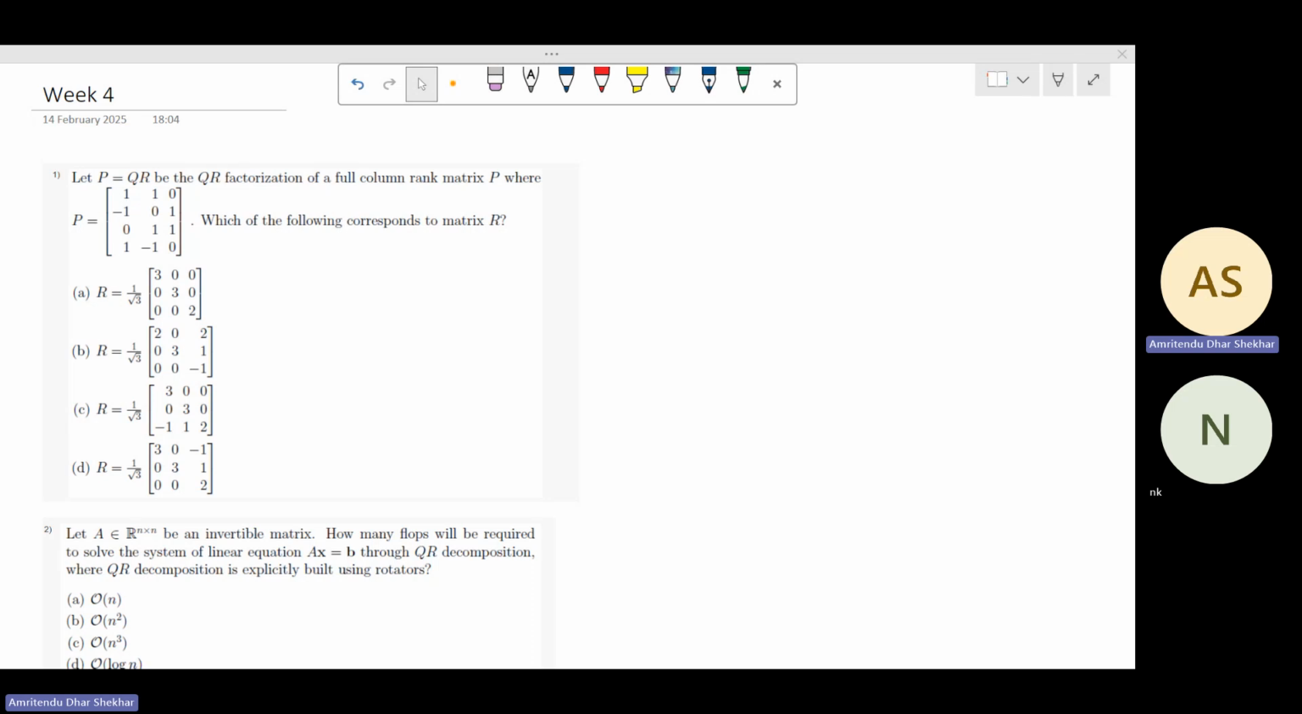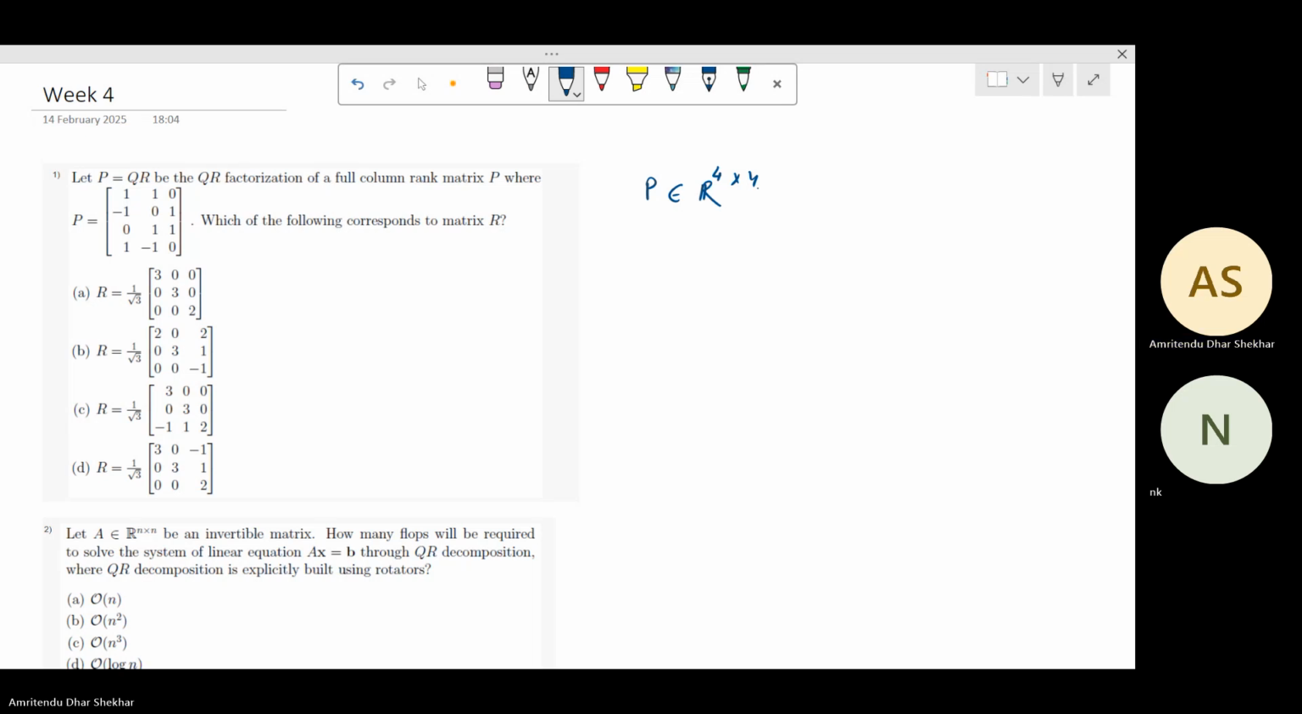So let's look at the first question. Right, so the first question says that we are given this matrix P in R^(4x4), and which of the following corresponds to a QR factorization.